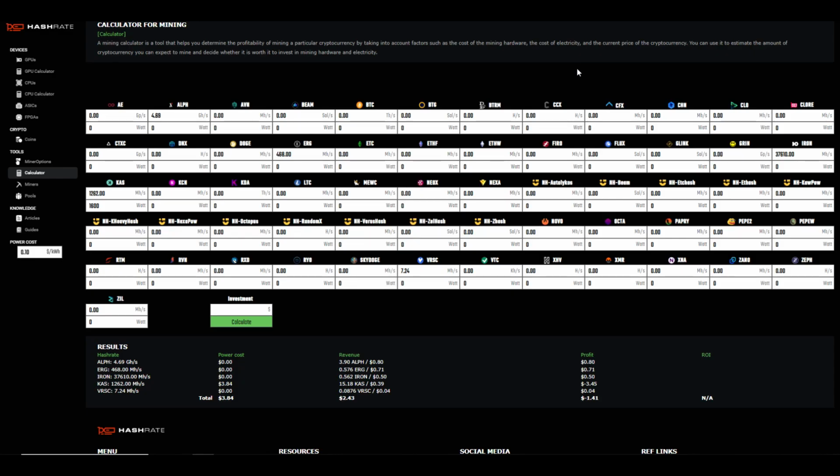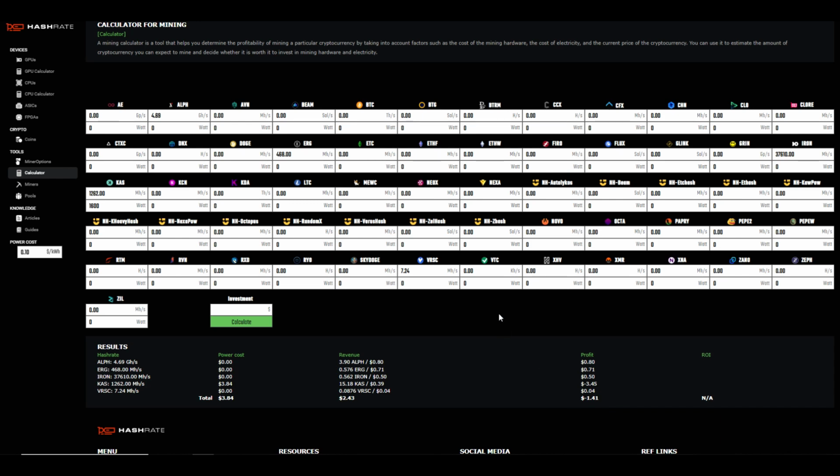Okay, so what does revenue and profitability look like when mining these particular four coins simultaneously? Well, unfortunately, it's not profitable, especially if you're over 10 cents per kilowatt hour. And I went ahead and took the liberty and put the numbers in here. So we've got about 4.69 gigahash on Alephium, 37.6 gigahash on Ironfish, 468 megahash on Ergo, 1.262 gigahash on Kaspa, and 7.24 megahash on Veriscoin. So we're looking at total revenue of $2.43 a day, but our power is costing us $3.84 at 10 cents per kilowatt hour. And this is going to give us a negative profit of $1.41.